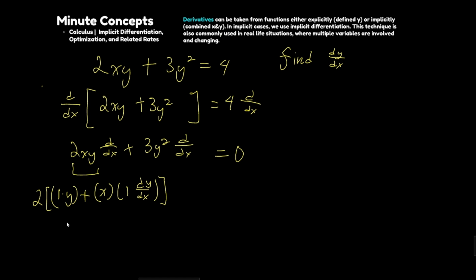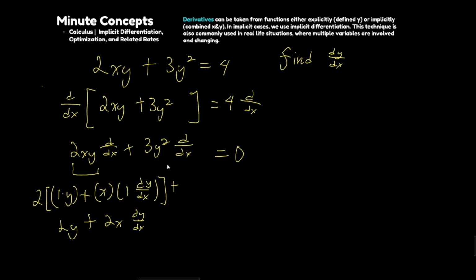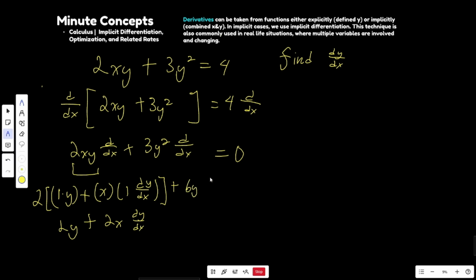And so from here, we can simplify. We'll get y plus x dy/dx, and if we times 2 that, we'll get 2y plus 2x dy/dx. And we're going to add this part here. Now 3y squared differentiated with respect to x is going to follow the power rule, so that's 6y dy/dx. Chain rule after. Now we're going to bring this down. So plus 6y dy/dx equals 0.